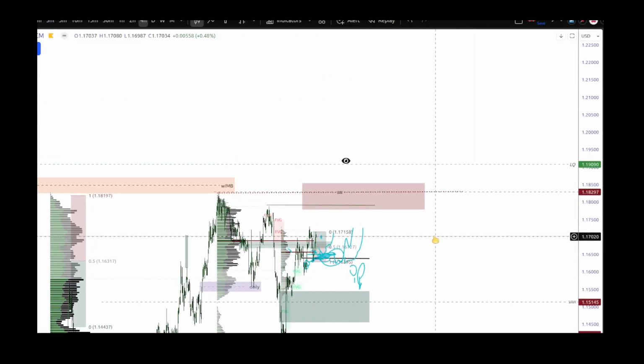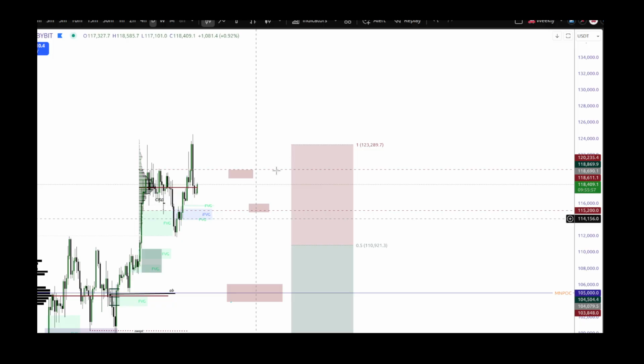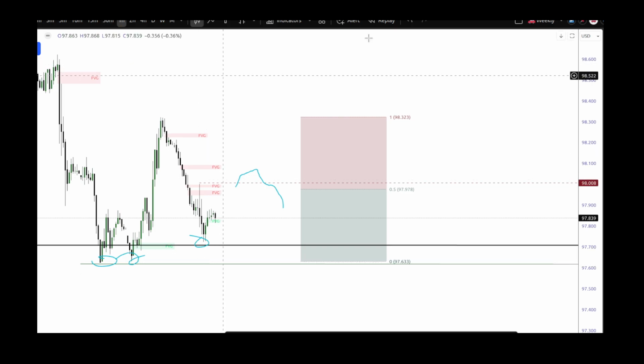So yeah, slightly bullish on Euro to take out the highs. Bitcoin, whichever zone we tag, we know our zones, we marked them out, we wait for the reactions. We use risk management, of course, and DXY.